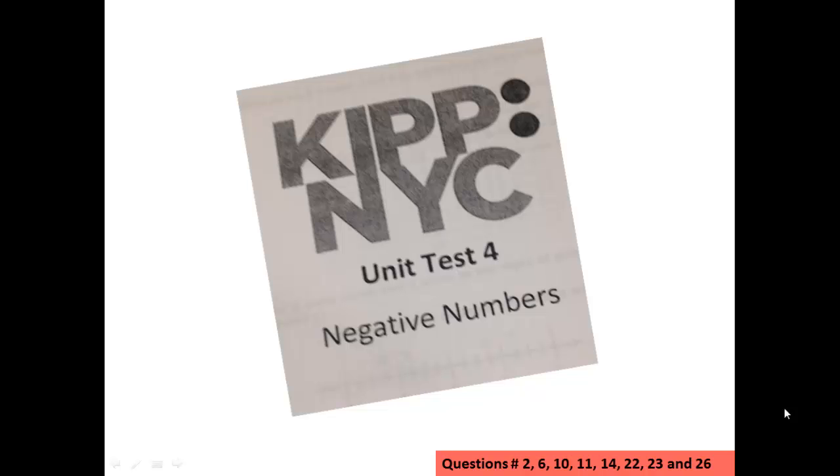So if you got these wrong, 2, 6, 10, 11, 14, 22, 23, and 26, this is going to be particularly helpful for you. Even if you didn't get them wrong, though, it's not a bad idea to review this material because these were some of the trickier questions on the test. So without further ado, here we go.